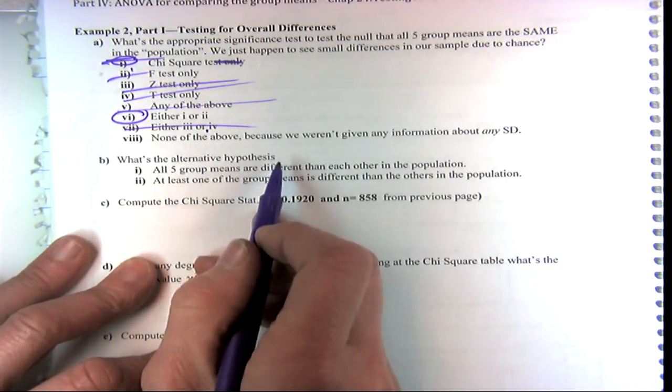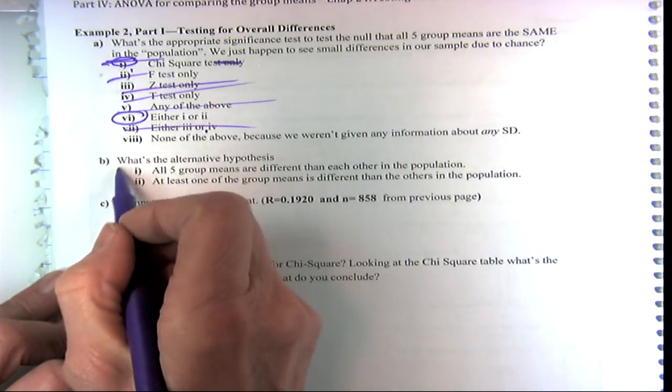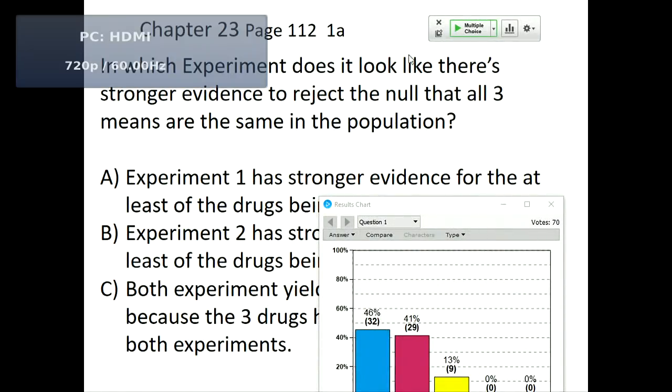Okay, so what's the alternative hypothesis? This one we can do. Let's just quickly do this. This is A and B. So which do you think? I didn't write it up, but let's just quickly do it. Okay, so choose A or B.